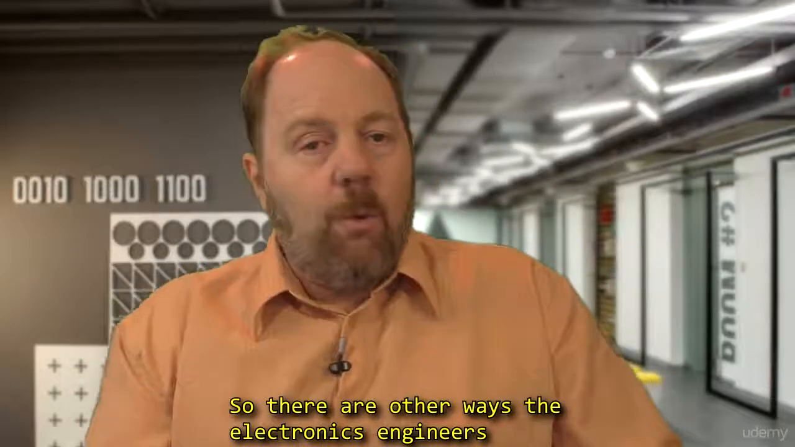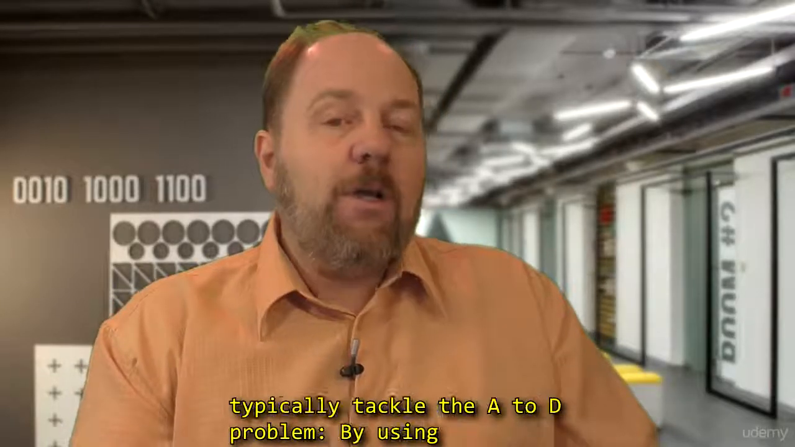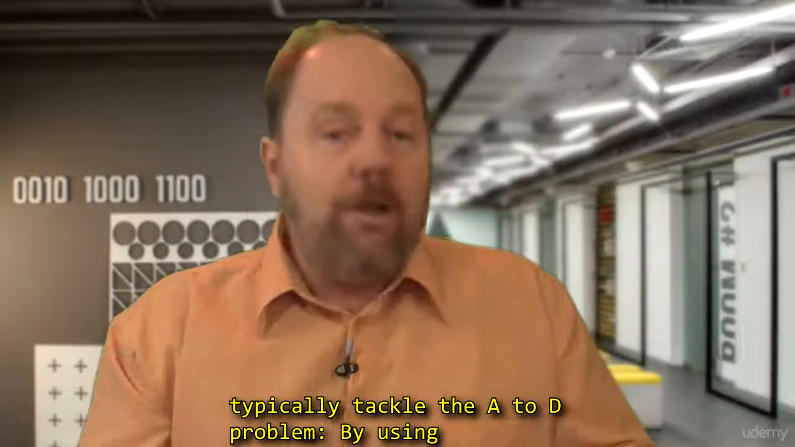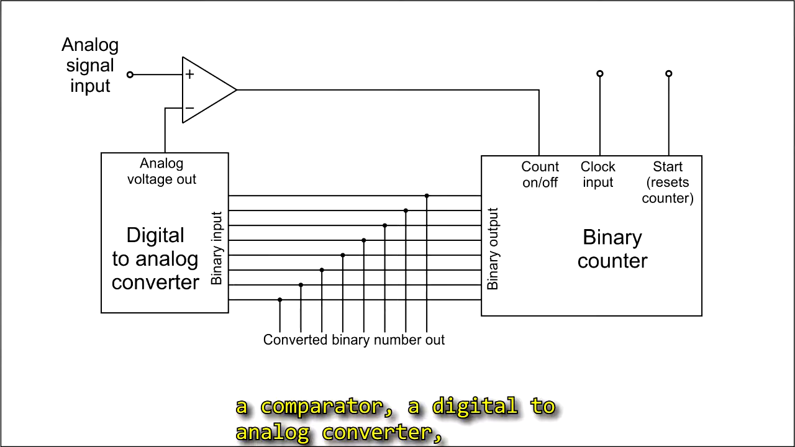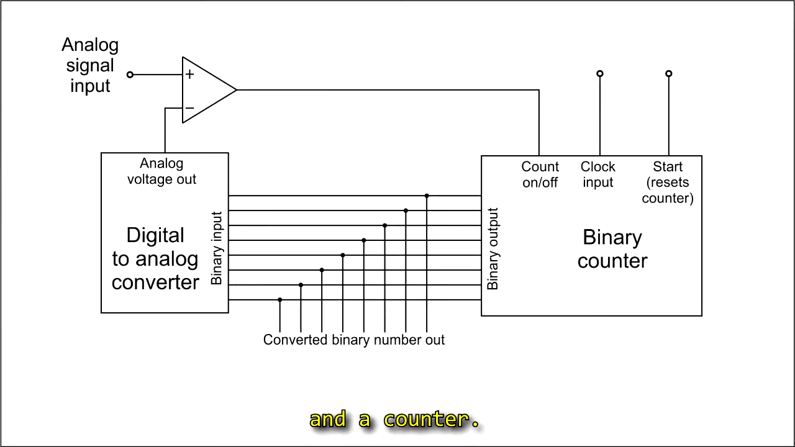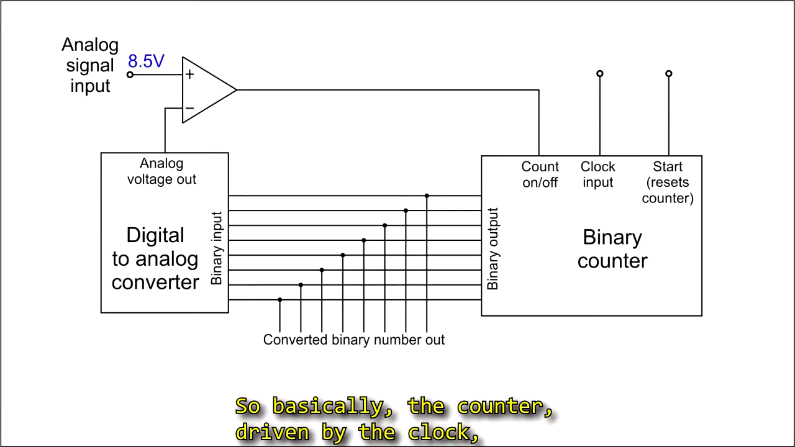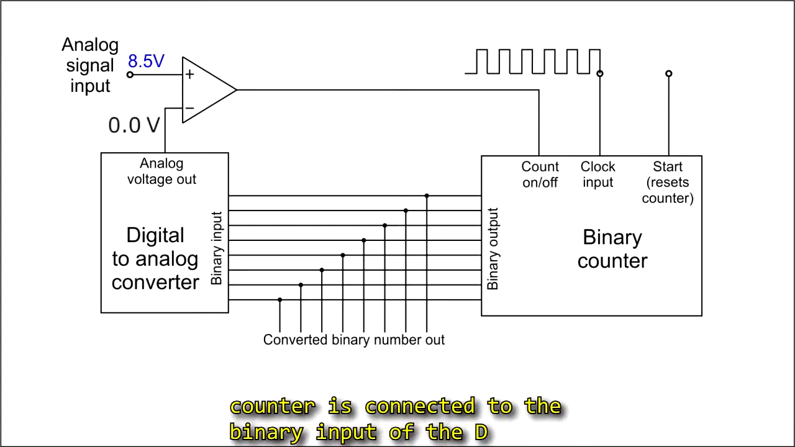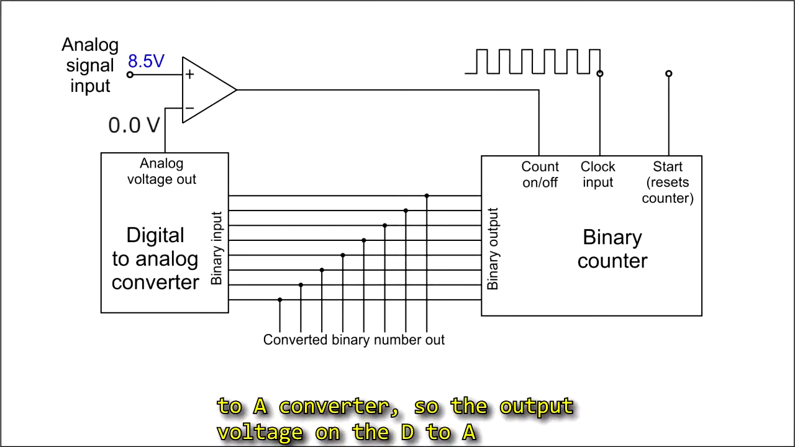So there are other ways electronics engineers typically tackle the A to D problem: by using a comparator, a digital to analog converter, and a counter. So basically the counter, driven by the clock, counts up in binary. The output of the binary counter is connected to the binary input of the D to A converter, so the output voltage of the D to A converter progressively climbs.